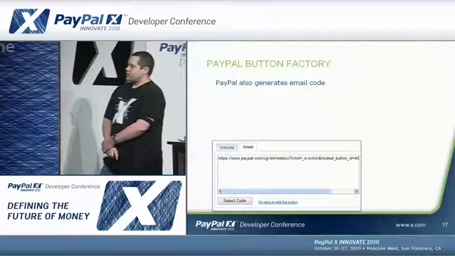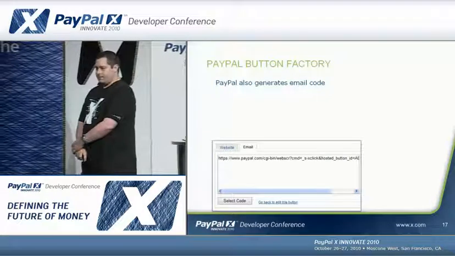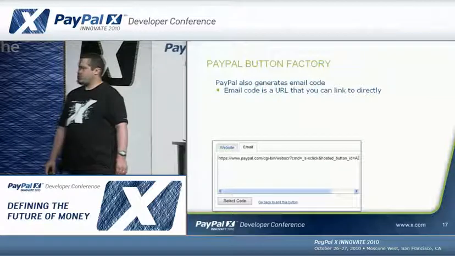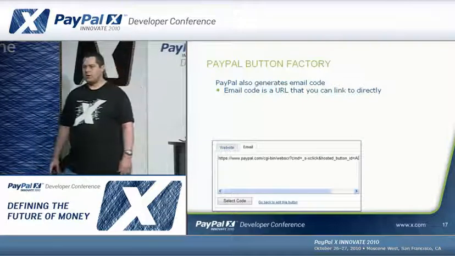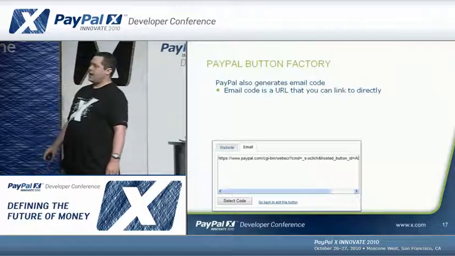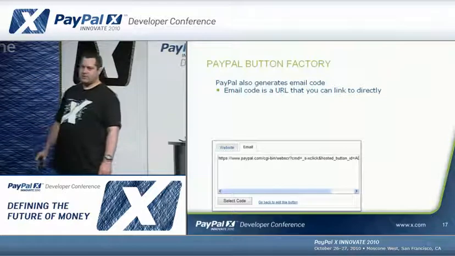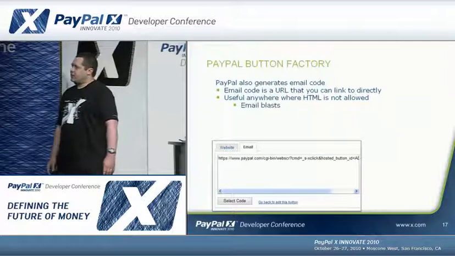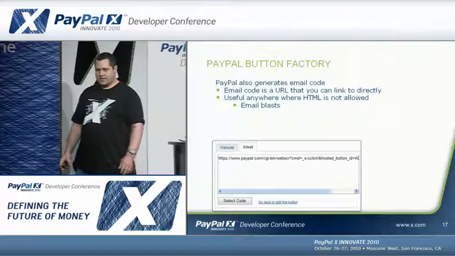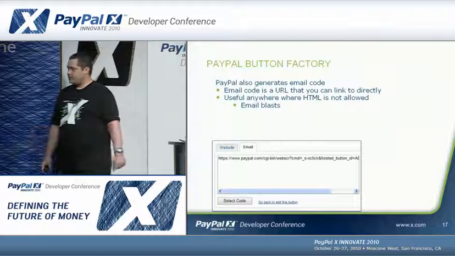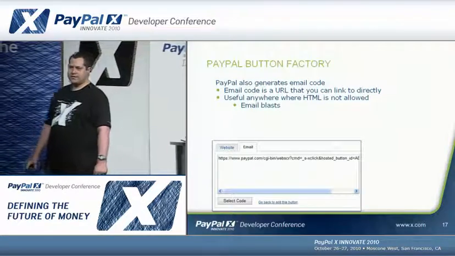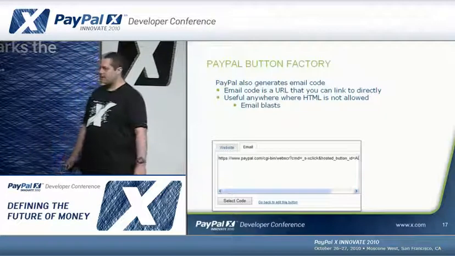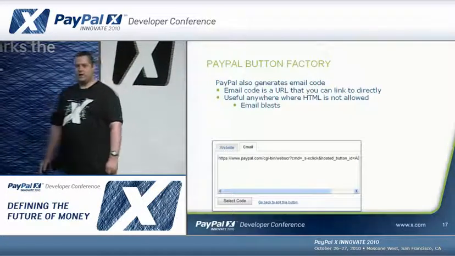Now, PayPal does also generate what's called email code. And email code is going to be handy for situations where maybe you can't put the HTML code up on your website. So we actually provide that to you as a URL that links directly to the PayPal website. Again, it's going to be useful anywhere where HTML code isn't allowed. So, for example, email blasts. There's still a lot of email clients out there that don't display HTML, or maybe the security settings are set not to display HTML. Email blasts are going to be perfect for that sort of situation.